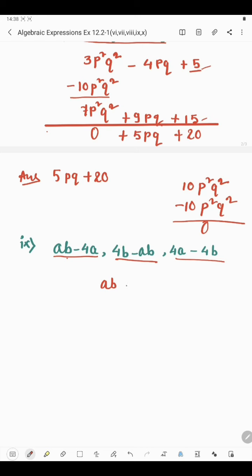So ab minus 4a, this is the first expression. Now in the next expression we have 4b.